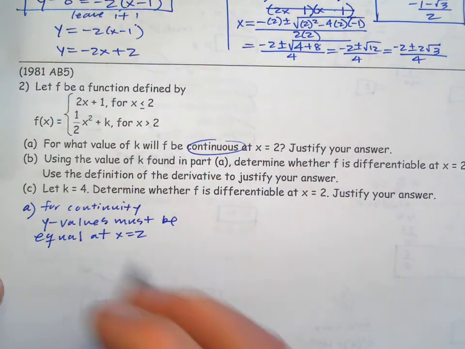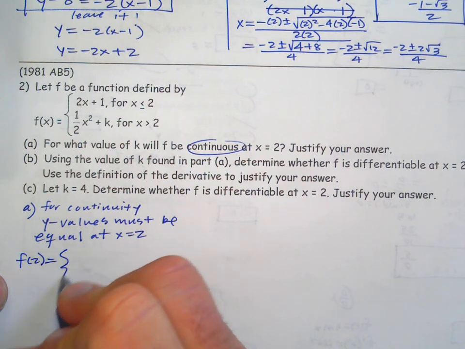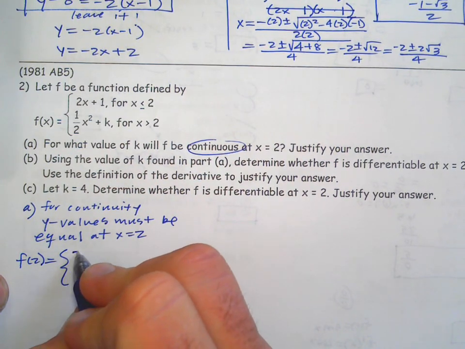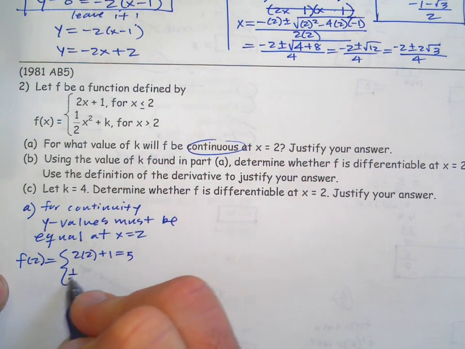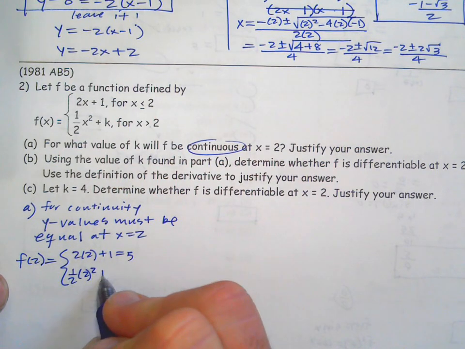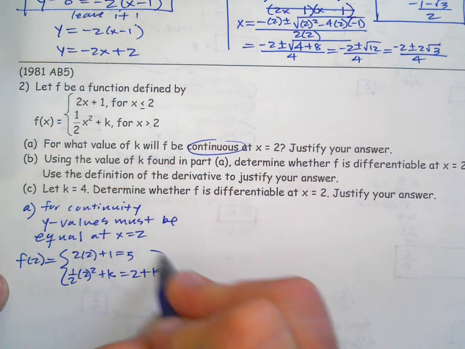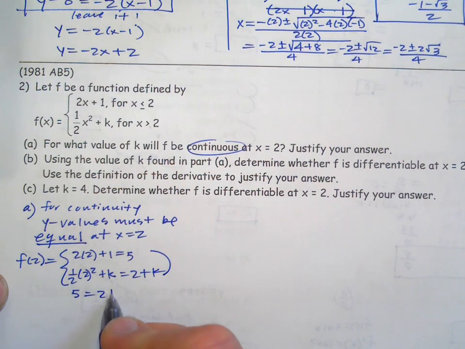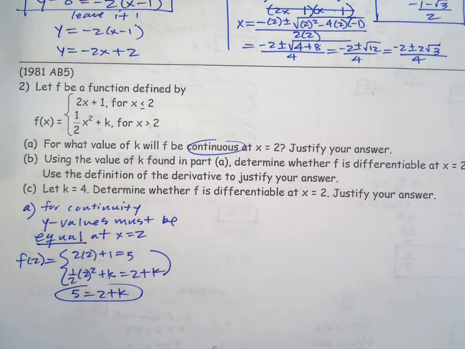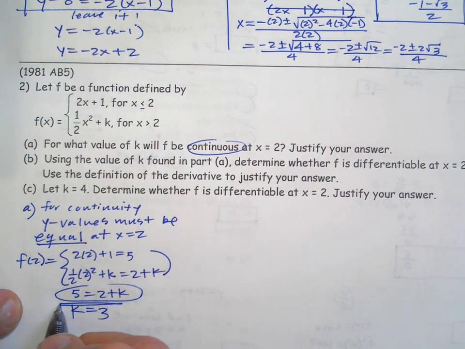So I'd plug 2 into both of these. This is a lazy way of doing the limit. And you get 5. And if you plug 2 in here, you get 2 plus k. These should be equal to each other. So 5 equals 2 plus k. That's one relationship. And so then k equals 3, right?